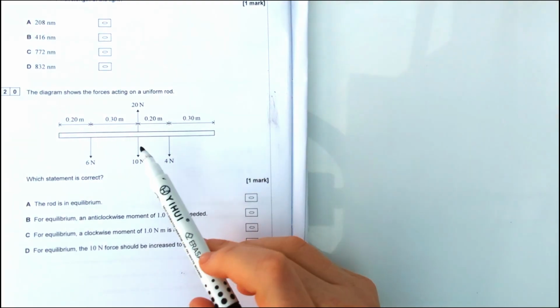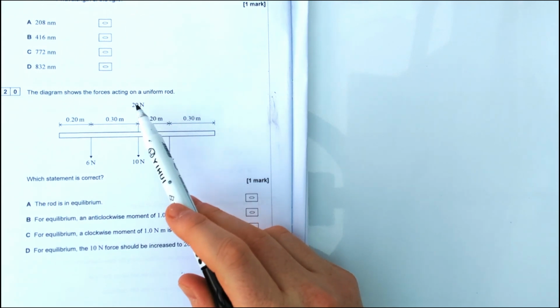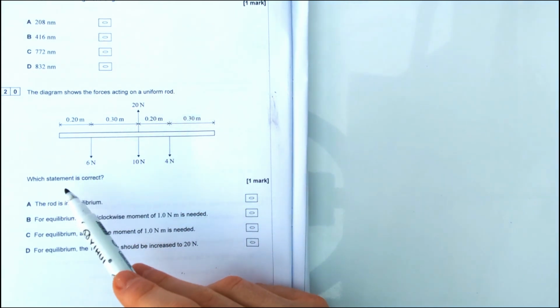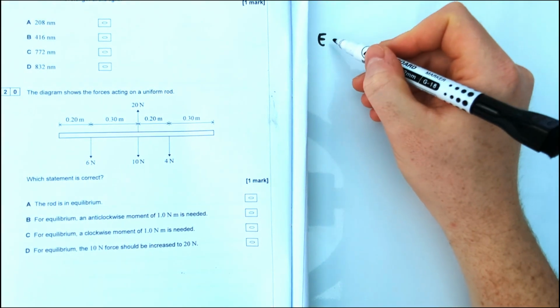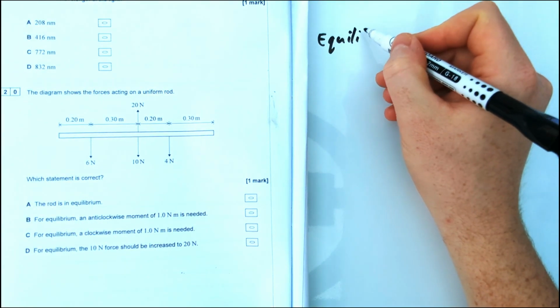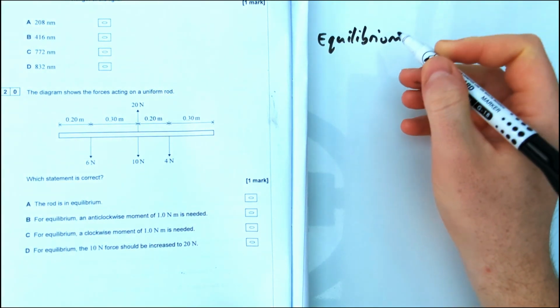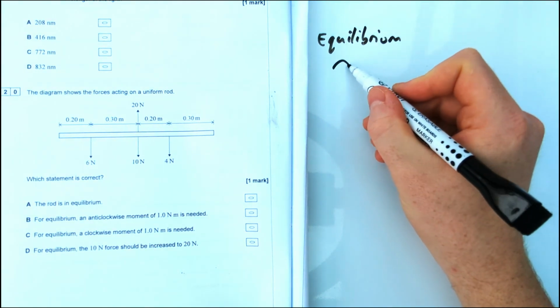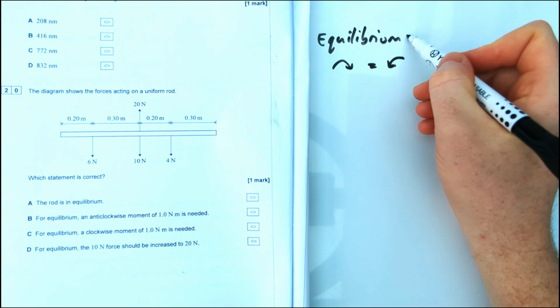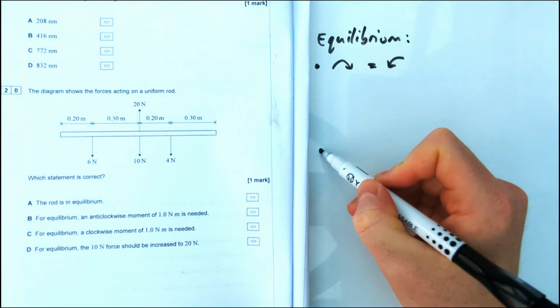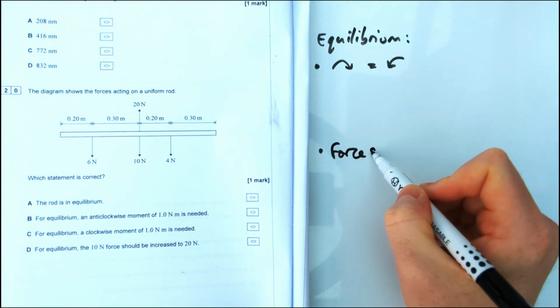Right, for our next question, we've got another uniform rod. It doesn't tell us how long it is this time, and it's one of those 'which statement is correct' questions. So either the rod is in equilibrium, or there is a moment needed, or there is an additional force needed. So for equilibrium, we need the sum of the moments to be equal, so clockwise equals anti-clockwise. So we're going to check that first, and then we need to consider the forces as well. So we'll come on to that a little bit later.